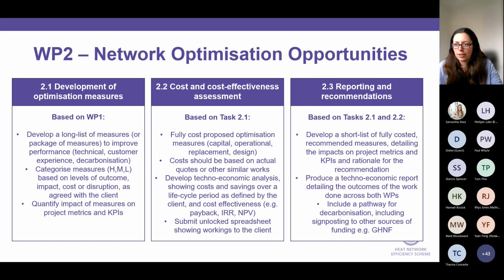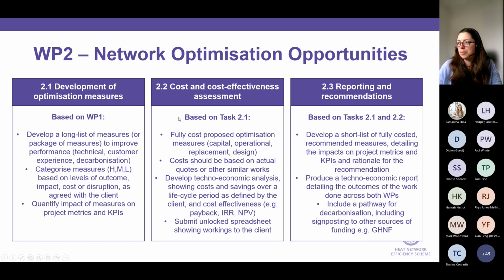We then want these to be categorised into high, medium and low, based on the level of outcome, any impact that they would have, any disruption, and that categorization would be agreed with the client. So based on what the client sees as an acceptable cost or an acceptable disruption, what's the kind of impact of implementing these measures. And then quantifying this impact on the project metrics and the KPIs that you'd identified in work package 1.